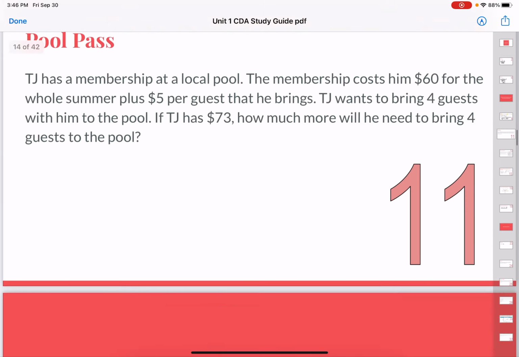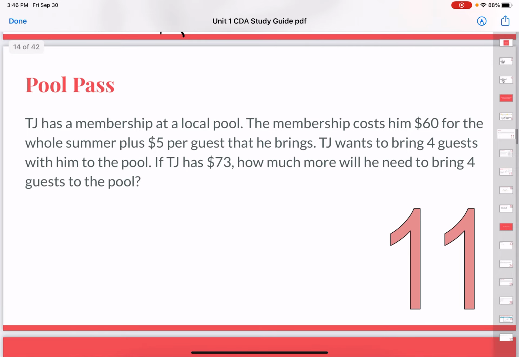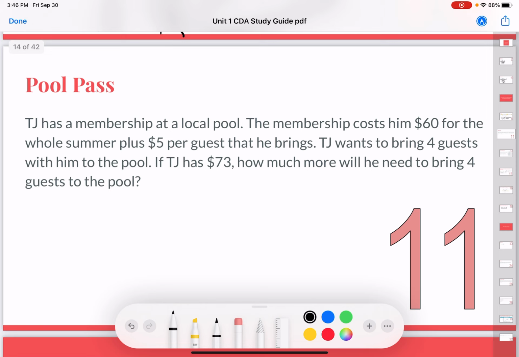Alright. So lastly, pool pass. TJ has a membership at a local pool. The membership costs him $60 for the whole summer, so that's going to be my base fee that I'm paying one time, plus $5 per guest. He wants to bring 4 guests, and he has $73. So how much more will he need to bring 4 guests?